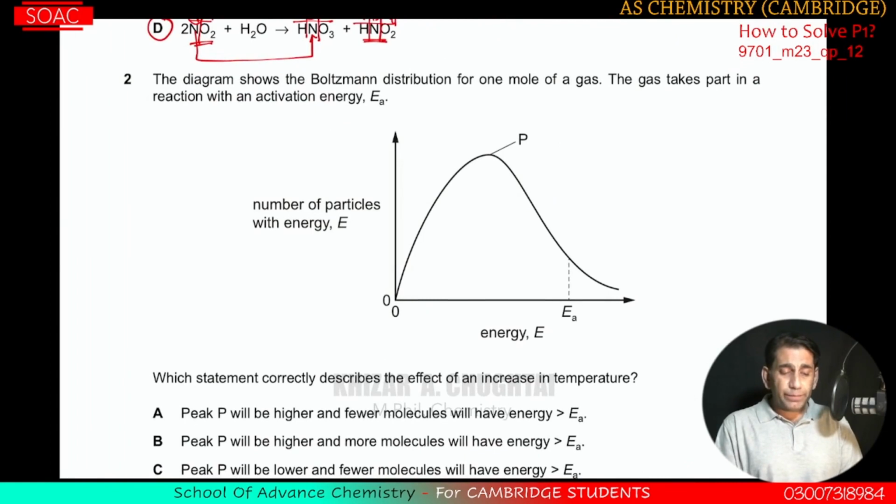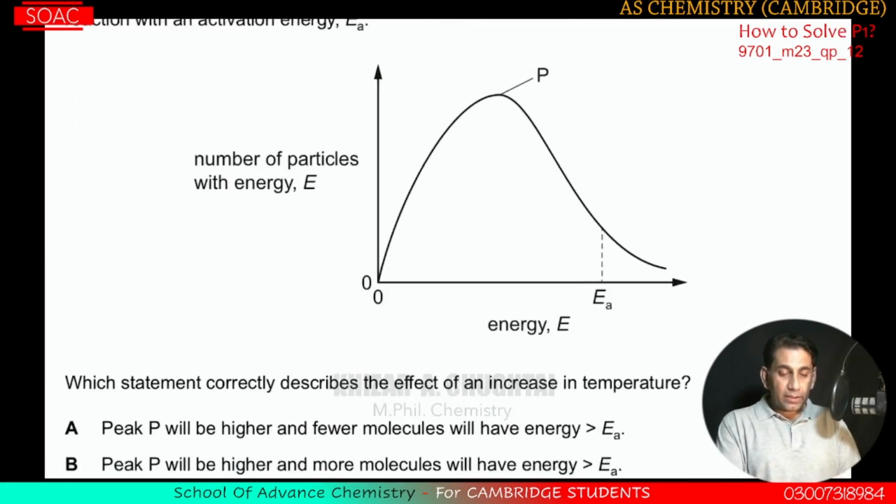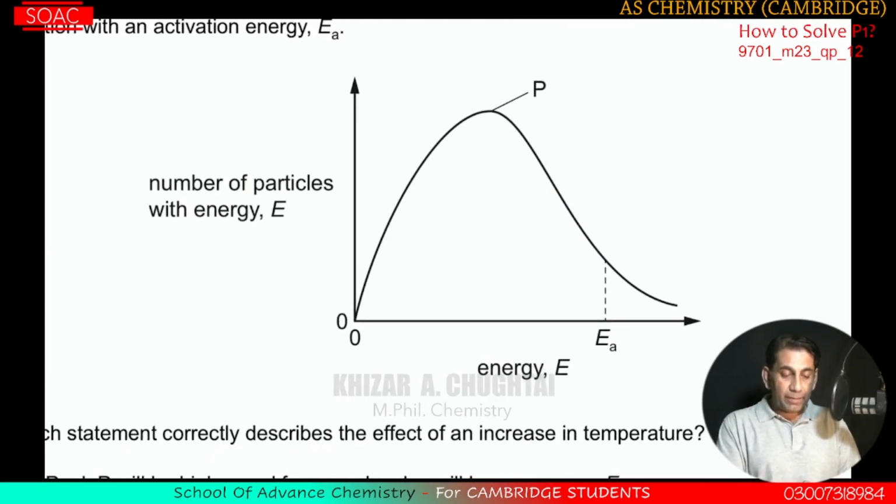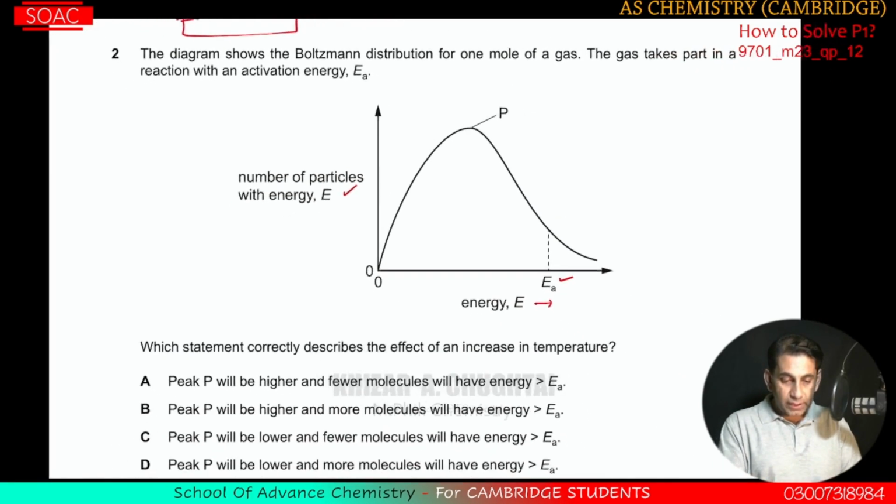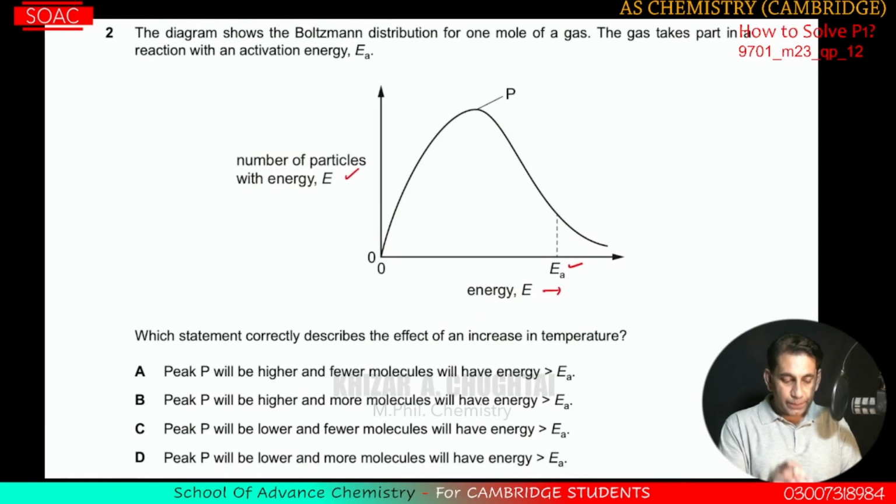Question number 2. The diagram shows the Boltzmann distribution for 1 mole of a gas. The gas takes part in a reaction with an activation energy. Basically, this graph is given here. You can see that the number of particles is on the y-axis and energy is on the x-axis. This is the mark for the borderline of the activation energy, and this curve is known as P.